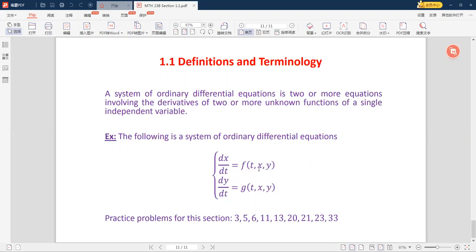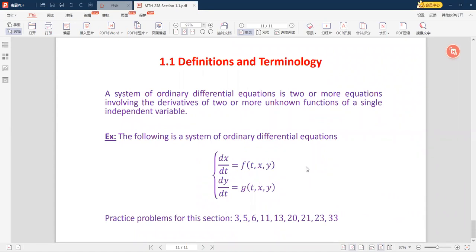Okay. So those equations involve all of the variables t, x, and y. You can see f and g are both functions of t, x, and y. But there's only one independent variable t and two dependent variables x and y that we need to solve from this system. All right.